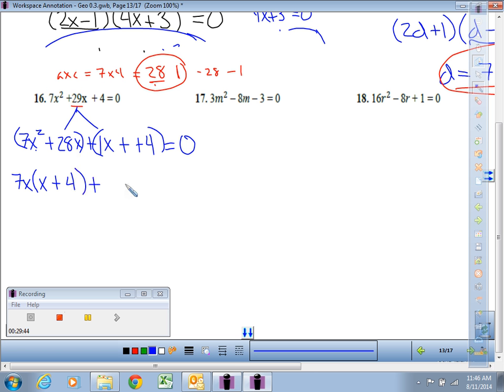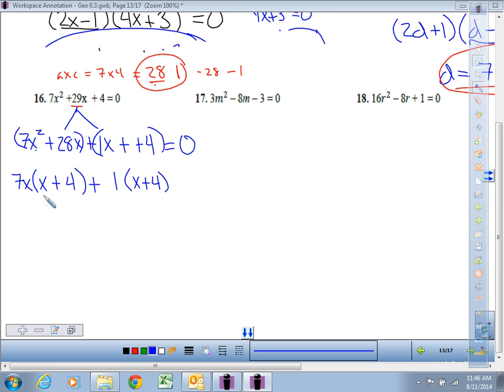So remember, what we should have over here is x plus 4. Our common factor there was already x plus 4, so our common factor is just 1. So I'm just going to write that 1 there. Now we can factor these out, x plus 4, and when we do that, what we're left with is 7x plus 1 equals 0.